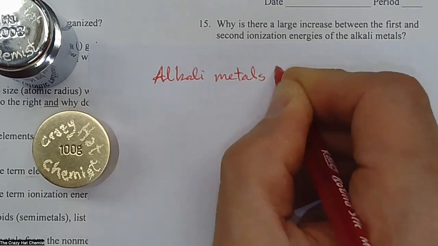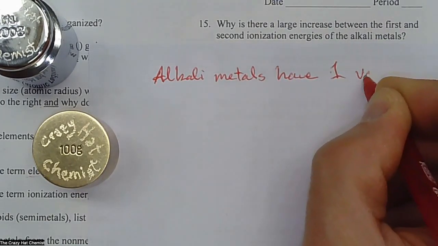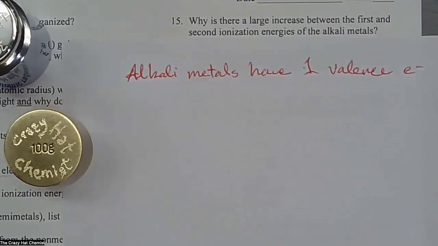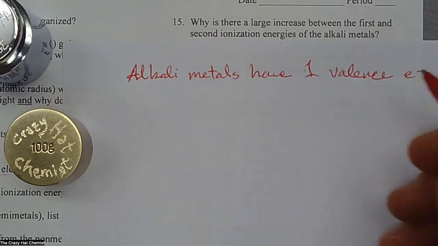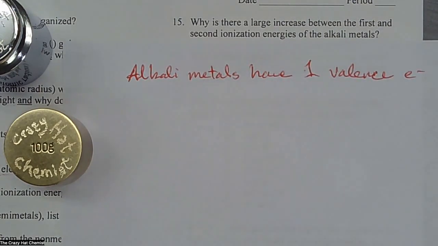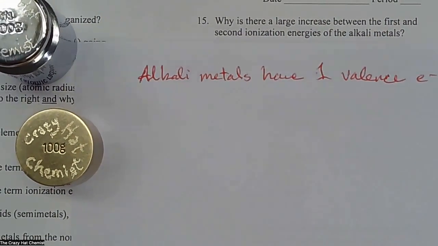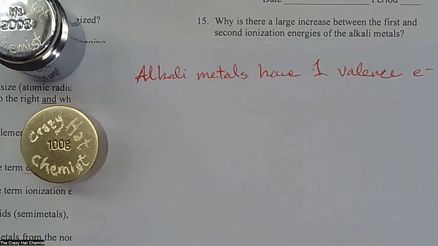Alkali metals have one valence electron. And by the way, these are valence electrons, not valances. A valance is something that goes above your curtains or something like that, right? Okay, so these are valence electrons, not valance. All right, just to clarify that little tiny small point. Okay, and so the first ionization energy is the removal of that first electron.